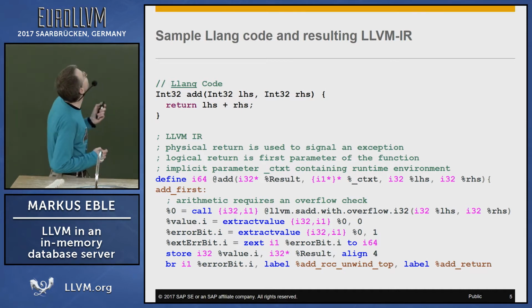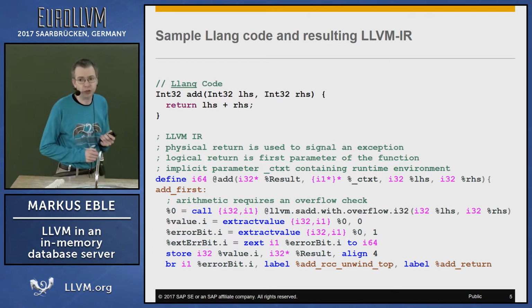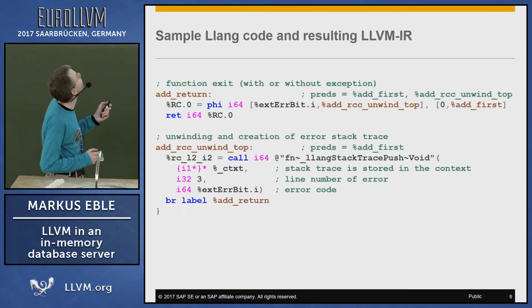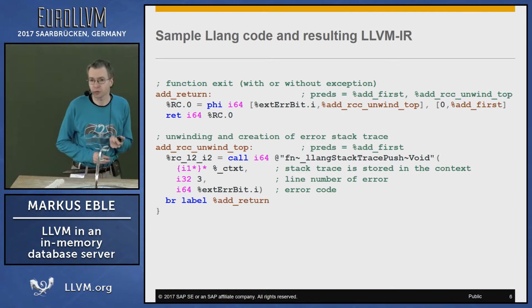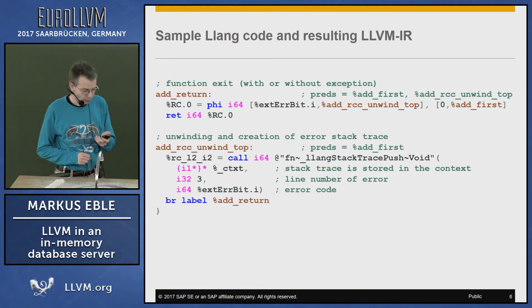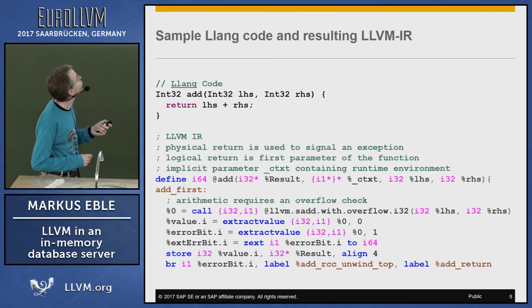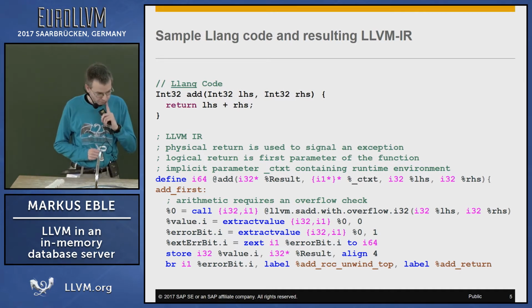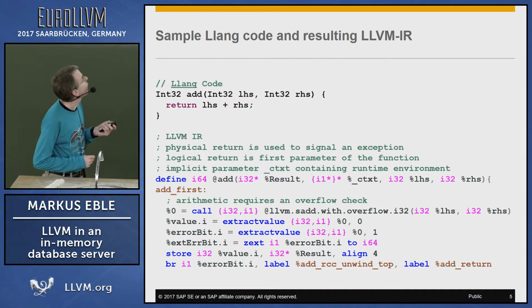So we use the return value to indicate an error situation. We also have an implicit parameter for passing some additional information, and also the information, when an error occurred, about the stack trace and these things. The rest is rather basic usage of LLVM interfaces. That's about what we are creating there.